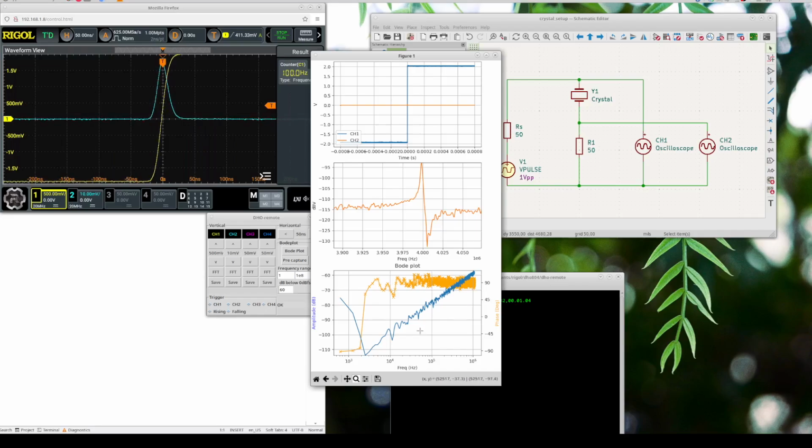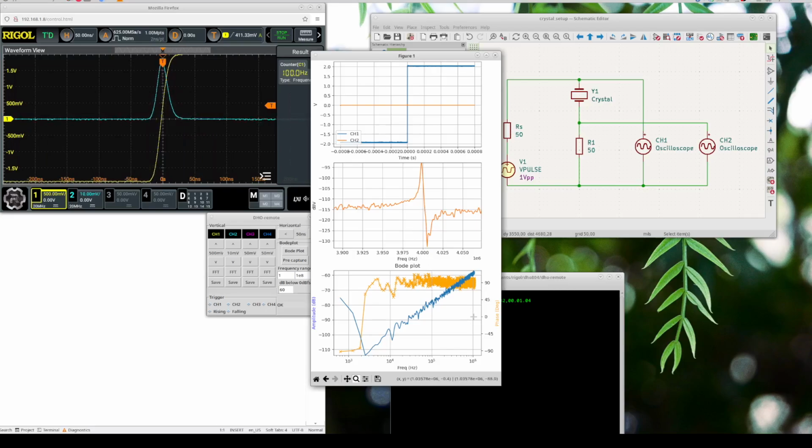In the third plot, you see the Bode plot. What you see here is that it starts to respond at 20, 30 kilohertz, and then it gradually increases. The scale here is minus 110 dBV up to minus 60 dBV. So this is basically a capacitor. There is nothing interesting here, because we know already that at 4 megahertz, the interesting part starts.